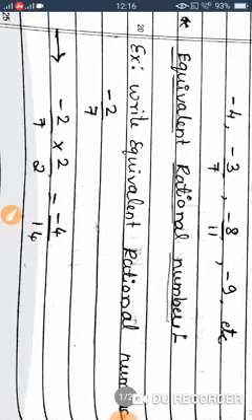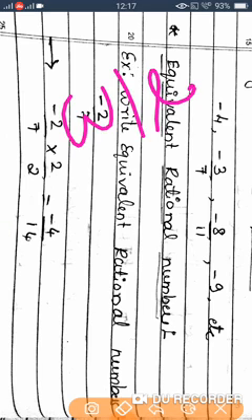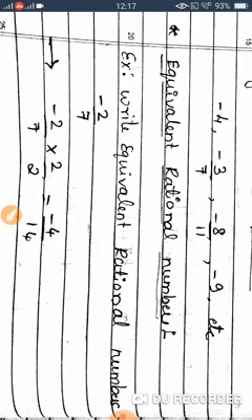Then equivalent rational numbers. See here, equivalent rational numbers are similar to what you have studied as equivalent fractions, isn't it? In equivalent fractions, if 2 by 3 is a fraction and you want to find the equivalent fractions, you multiply the numerator and denominator by the same number and you will find the equivalent fraction. In the same way, we can do it for rational numbers. Nothing changes here.